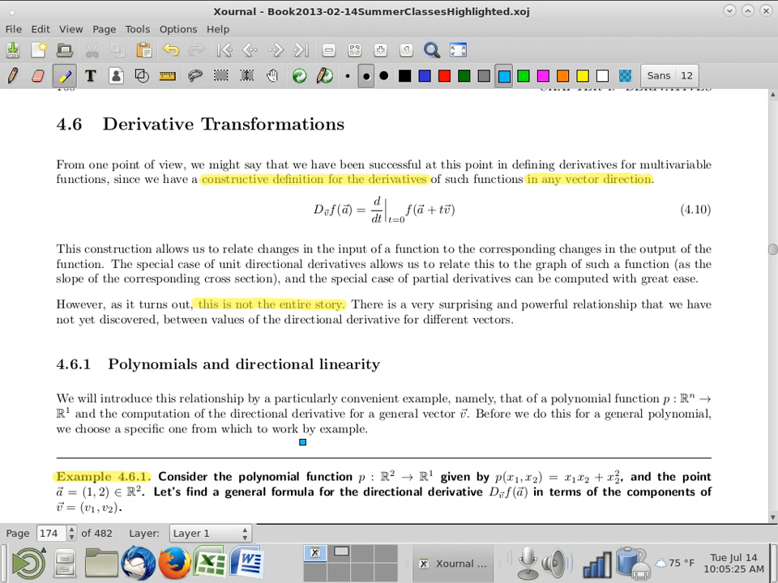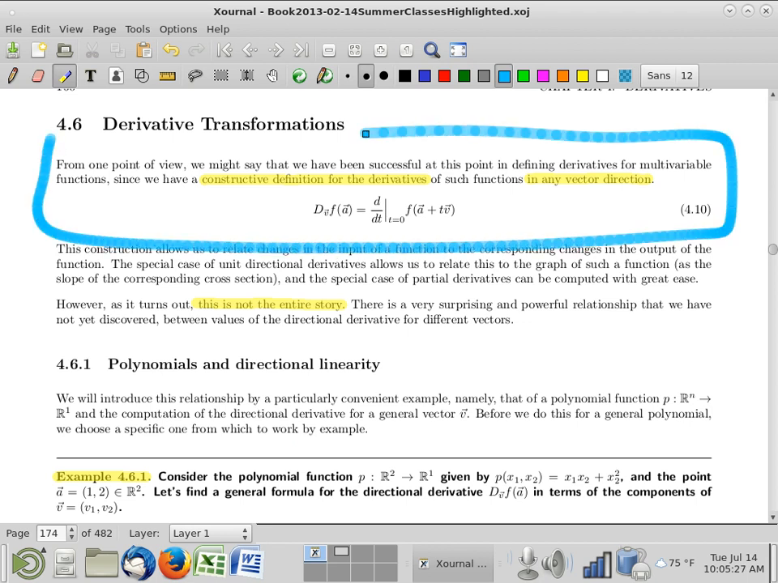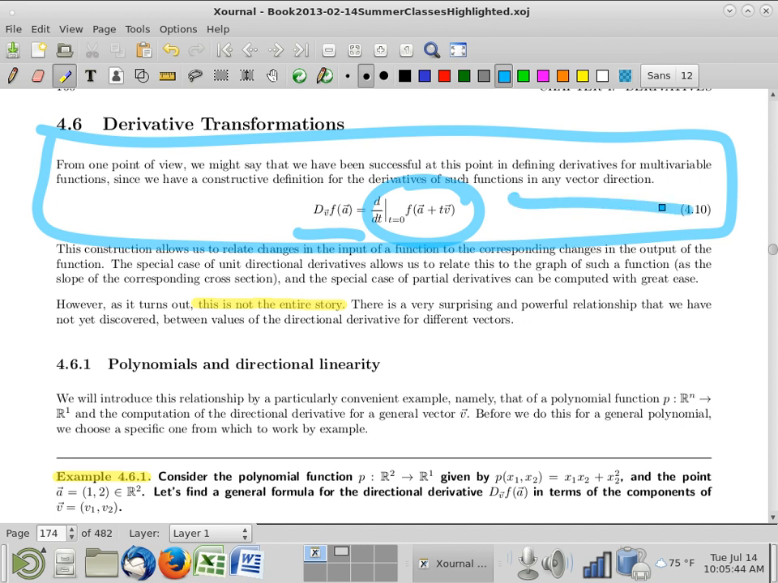Let me start by saying it's tempting to spike the football at this point. Look what we've got. We have a constructive definition. That's how you compute directional derivatives. And this works no matter which direction you're going in the domain. This really feels like we've got a fully general notion of what it means to take a derivative of a multivariable function, because we can go in any direction with it. Right?